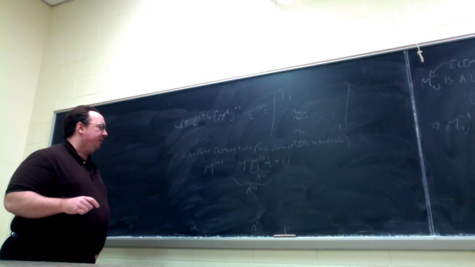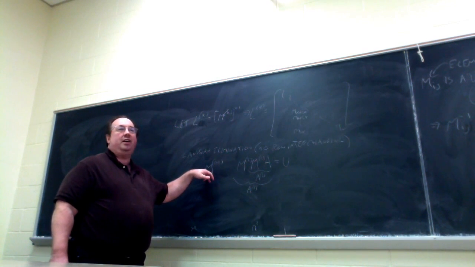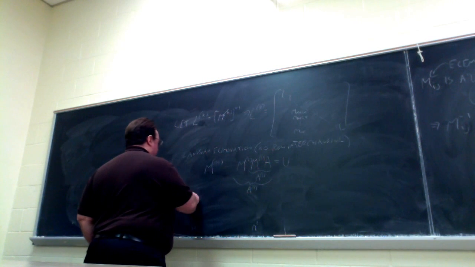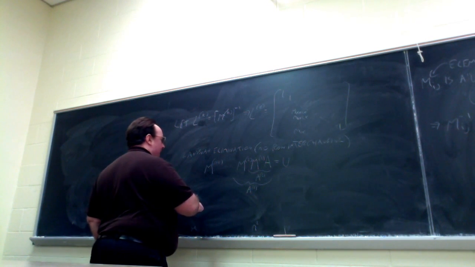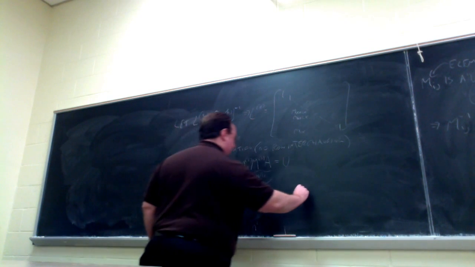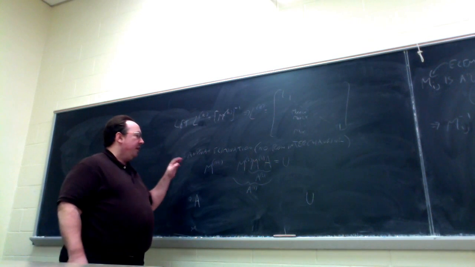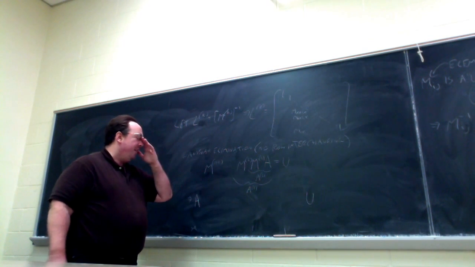Now, we've seen what the inverses of these look like, so let's just move everything to the other side. I'm going to multiply by all the inverses on the left, canceling all these matrices and moving them to the other side.